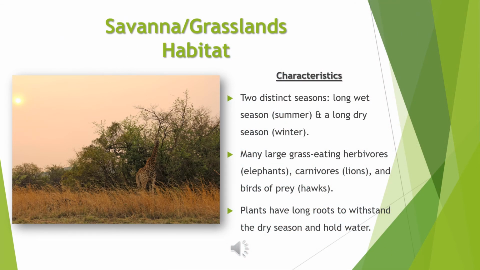Moving on to the grasslands or the savanna habitat. In this habitat, there are two distinct seasons, summer and winter. The summer is a long wet season where it rains for long periods of time, and the winter is dry and it hardly ever rains. Plants here have long roots so that they can withstand the long dry season and hold water until summer comes around. There are many large grass-eating herbivores such as elephants, carnivores such as lions, and birds of prey such as hawks that live here, along with many other animals and plants.